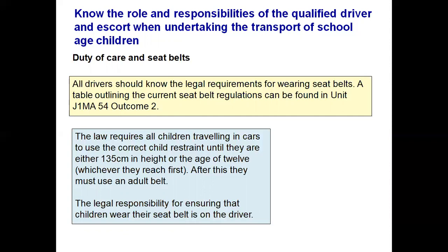Up to the age of 14, the legal responsibility for ensuring that children wear their seat belt is on the driver. I would stress, however, to check your LEA contract, particularly if you're carrying children with special educational needs. They may be over the age of 14, but it may stipulate in that contract that it's the driver's responsibility to ensure that seatbelts are worn at all times. This would supersede the law regarding seatbelts.